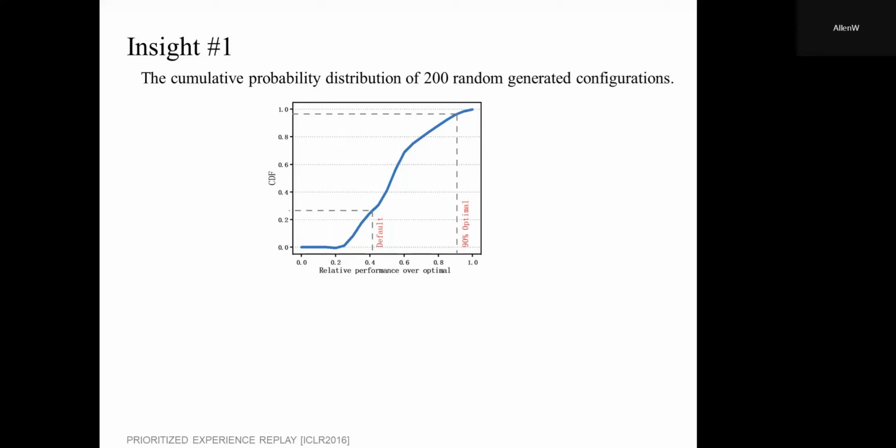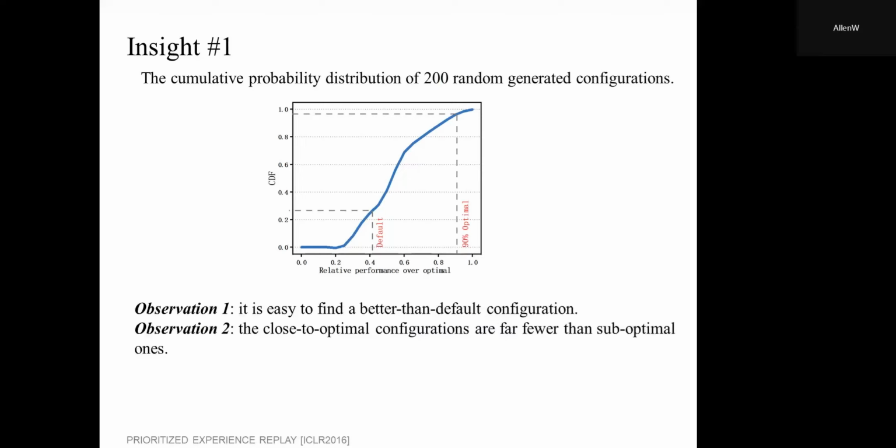Here, we show the cumulative distribution function of random configurations. We observe that it's easy to find a better-than-default configuration, but the close-to-optimal configurations are far fewer than the better ones. Only 4% of configurations are close to optimal.